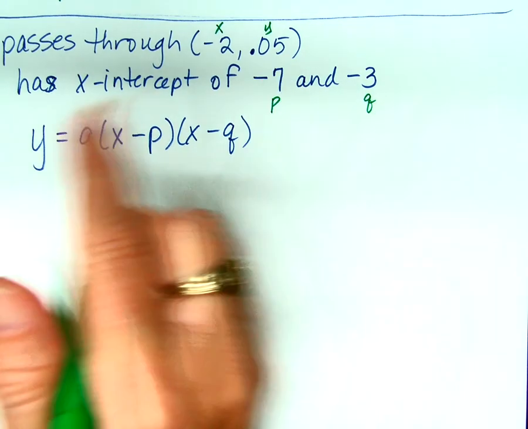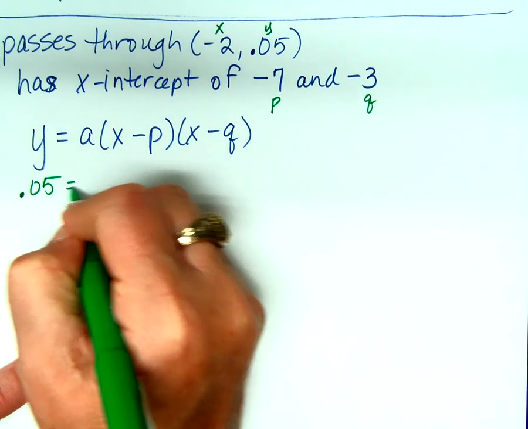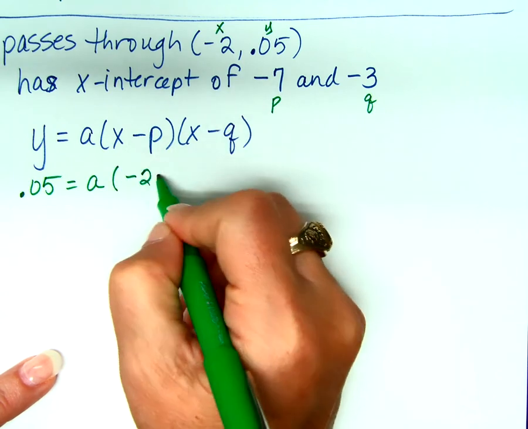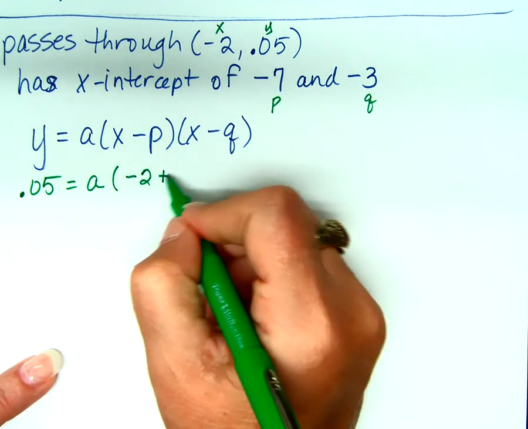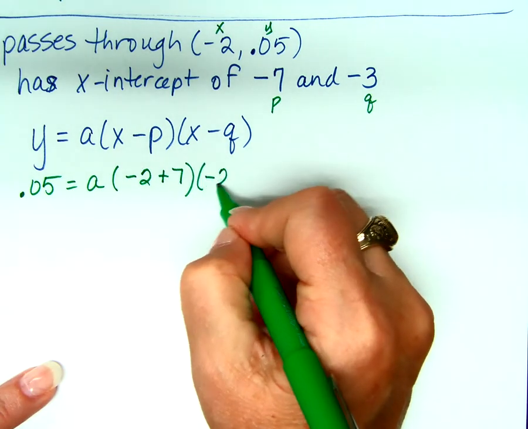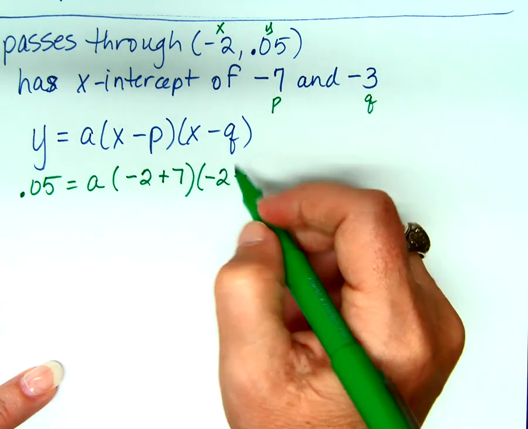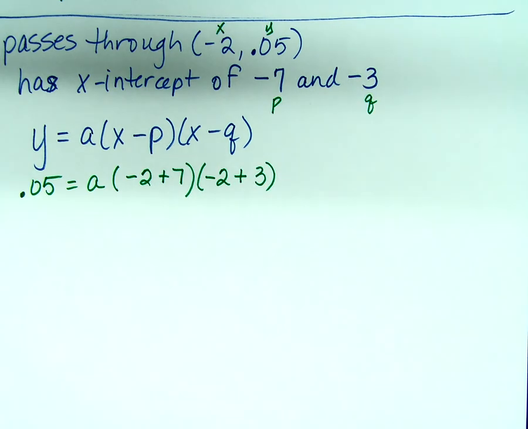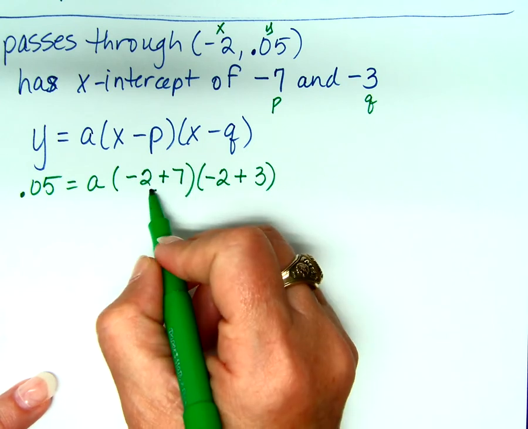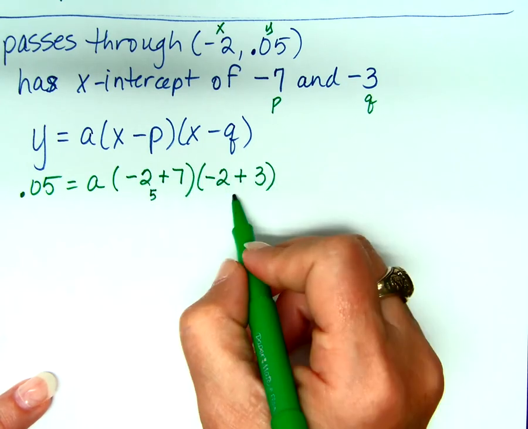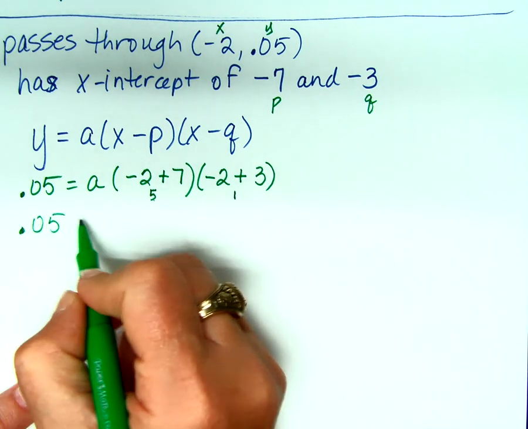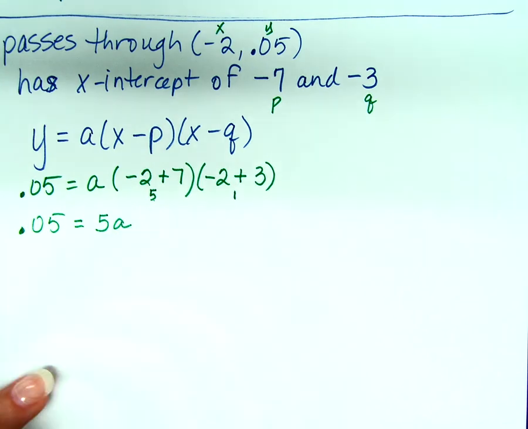Okay. So Y is 0.05. A is what I don't know. X is -2. And P is -7. So I have +7, don't I? And then I have -2 again, minus, oh, minus -3, so +3, right? All right, -2 plus 7, 5. And -2 plus 3, 1. So what is 5 times 1? So I have 0.05 equals 5a.